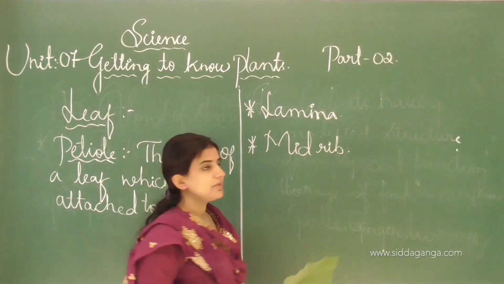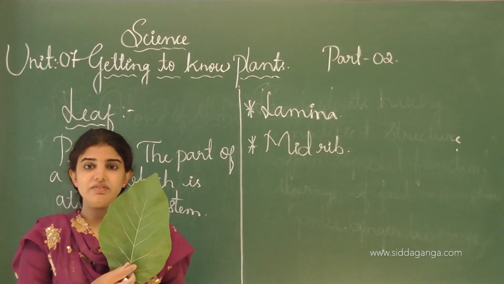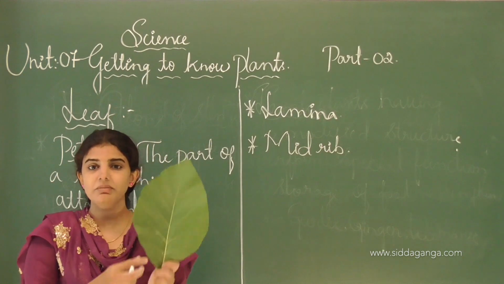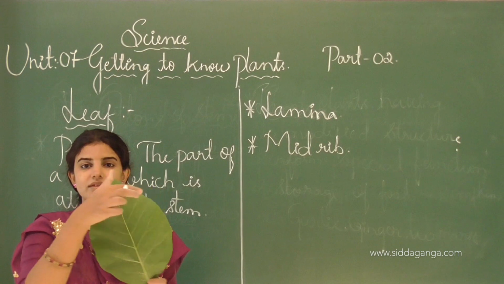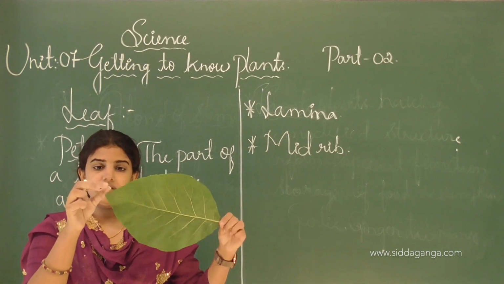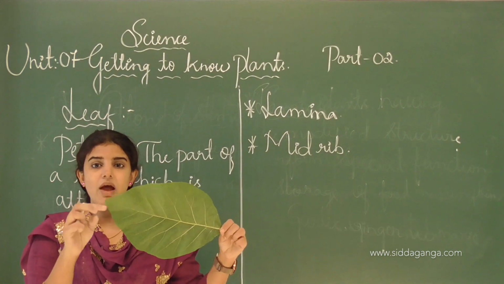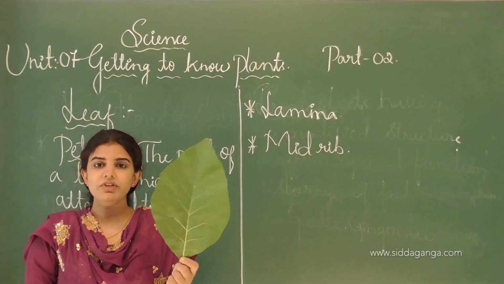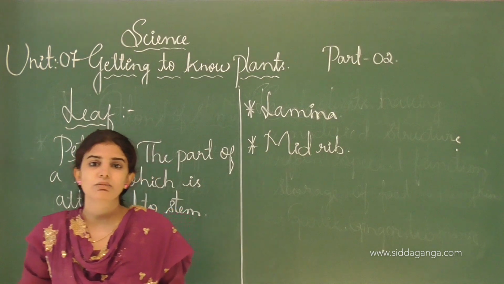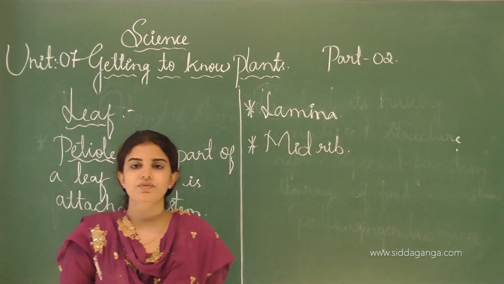See, it is called the midrib because it is present in the middle of the leaf, and it is one of the thick portions. And here at the tip position we call it the apex of a leaf, and this is how the leaf is shown. See, this is all about the structure of a leaf.